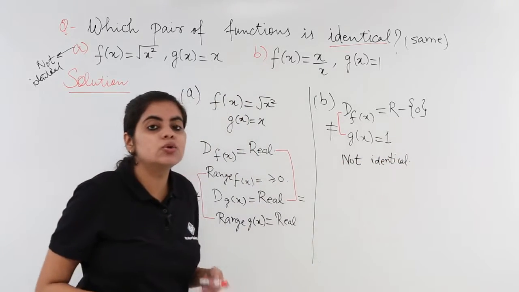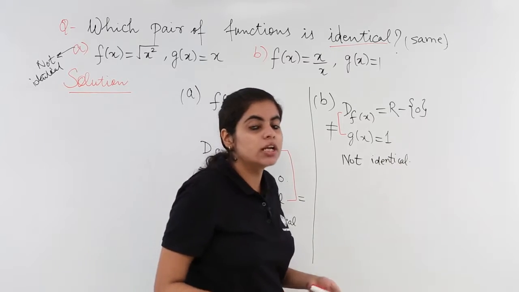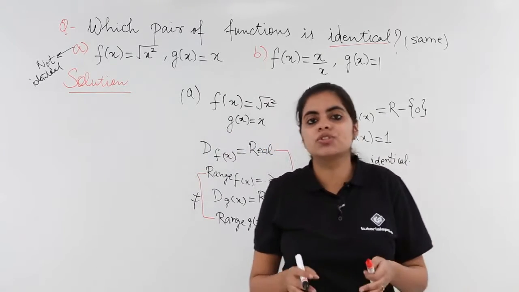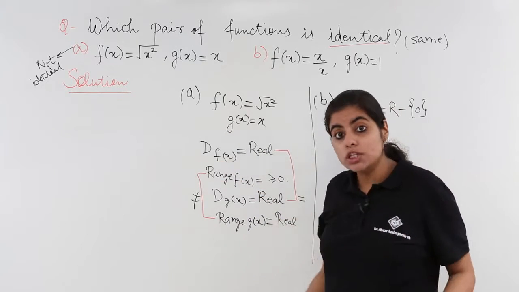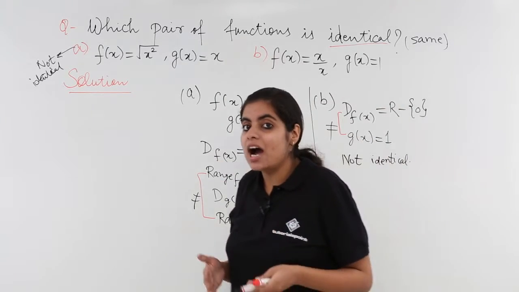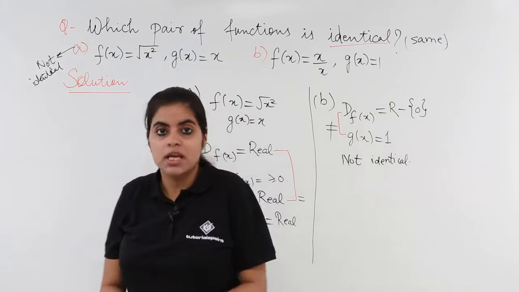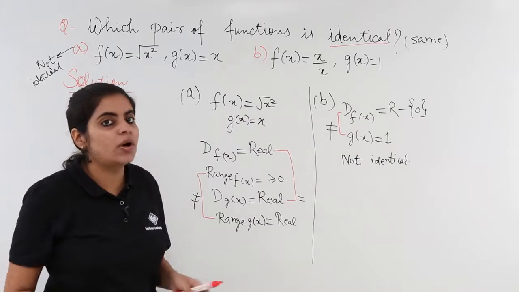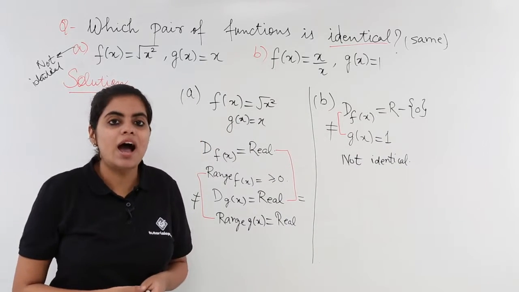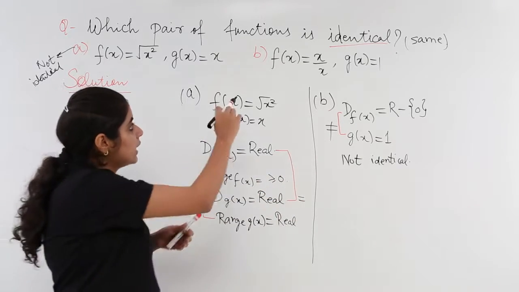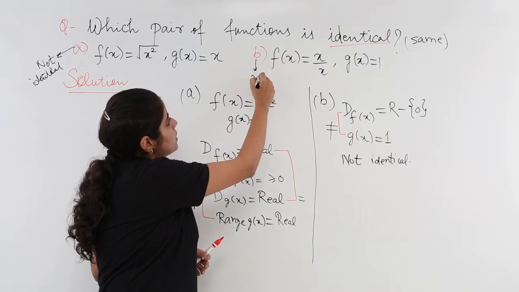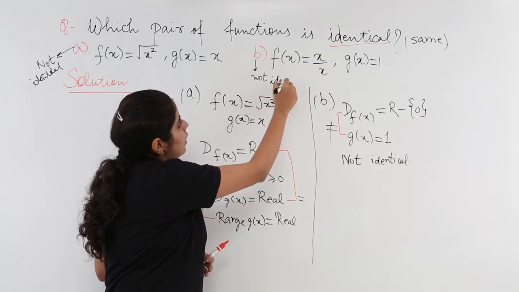So what is the funda to check whether things are identical or not? You just need to see the domain, you just need to see the range. If the domain is equal, range is also equal, only then I have identical functions. If either of the things are not equal, then my functions are not identical, as in both the cases. So even in the second case I have to write it is not identical.